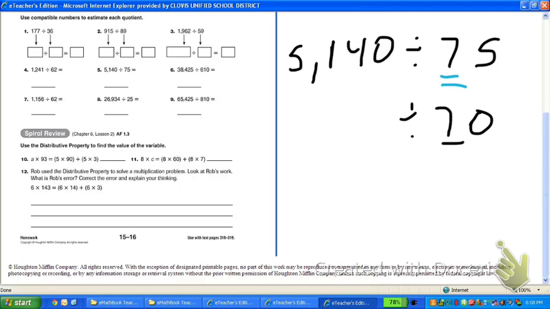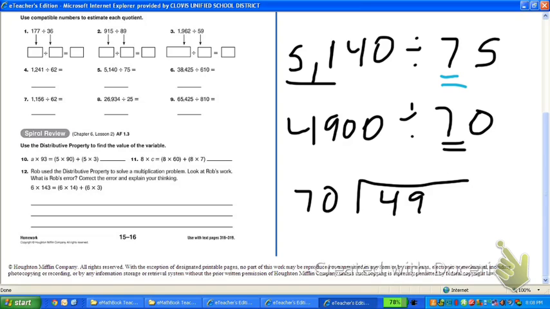So I look at my 7, I think, what can 7 go into evenly? Not 51, not 50, not 48, but it can go into 49 evenly. So I'm going to estimate 5,140 into 4,900. Now I go back and I get rid of there's 1 0 there, 1 0 there. 7 goes into 49 7 times, and I have 1 0 left over, so I just bring that up on top. So the answer would be 70.